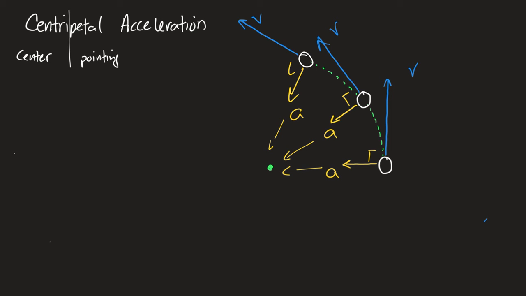For an object to travel in a circle, there must be an unbalanced force that causes centripetal acceleration. Learn that statement. I'll say it 2 more times. For an object to travel in a circle, there must be an unbalanced force that causes centripetal acceleration.